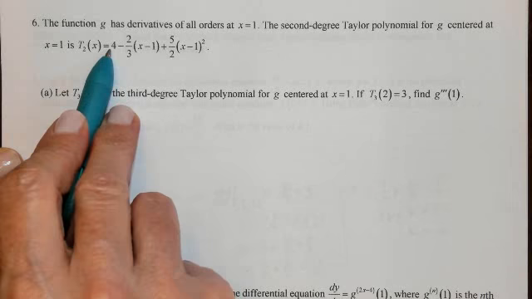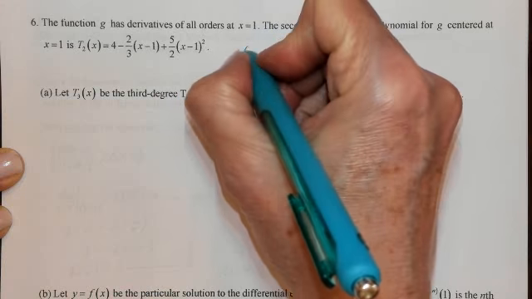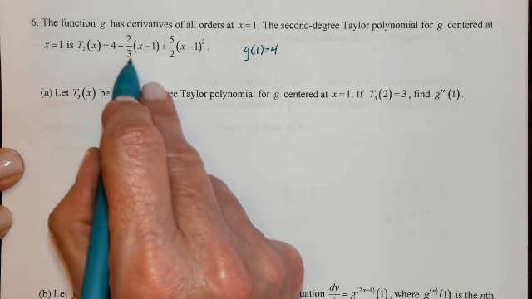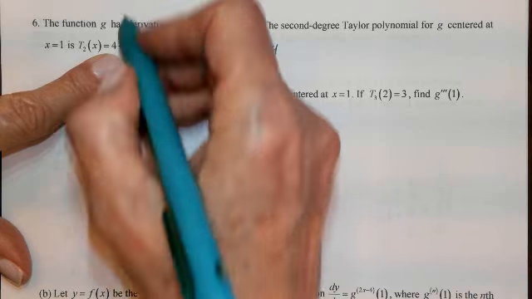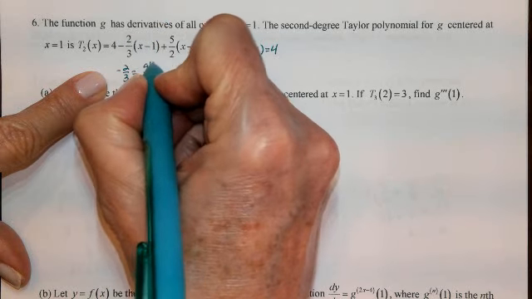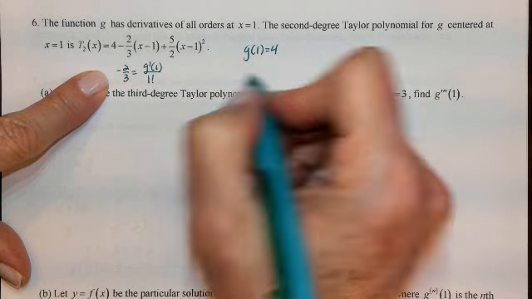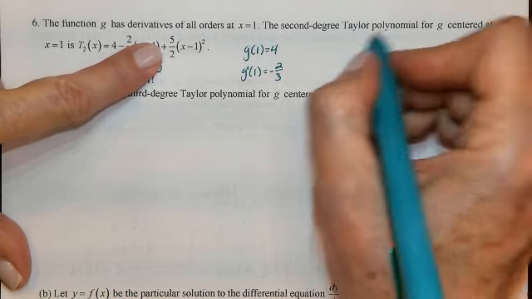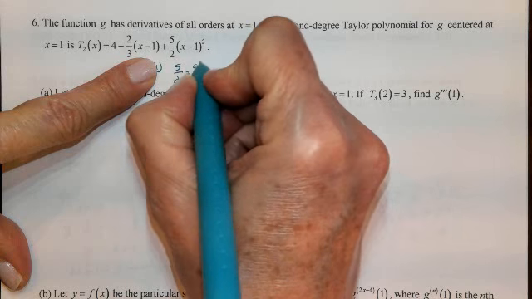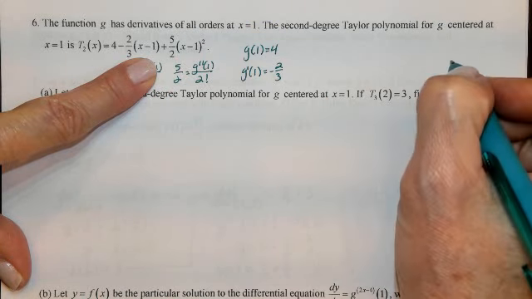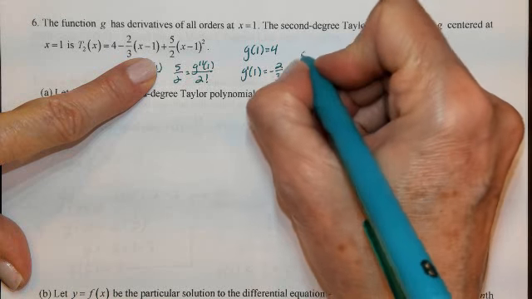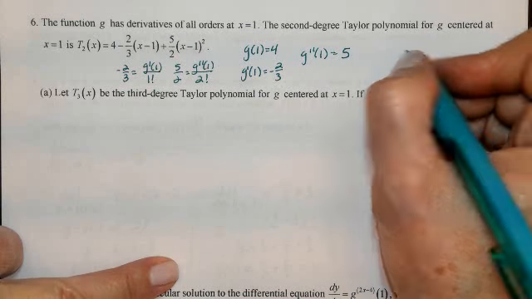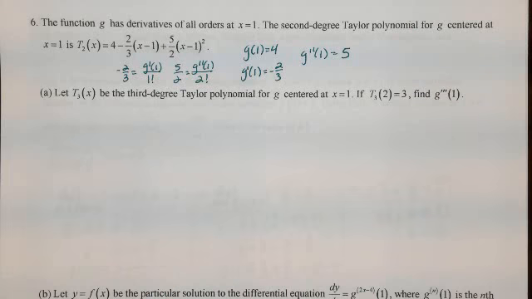From this we could get g at 1 is 4. We know that g at 1 is 4. And we could get g prime at 1. Since this -2/3 is g prime at 1 divided by 1 factorial, g prime at 1 has to just be -2/3, right? And 5/2 is equal to g double prime at 1 over 2 factorial, so therefore g double prime at 1 has to be just 5. I don't know if we're going to need that. I'm thinking we might need that. But anyway. All right. Part A.